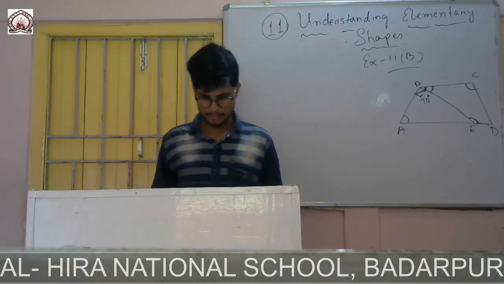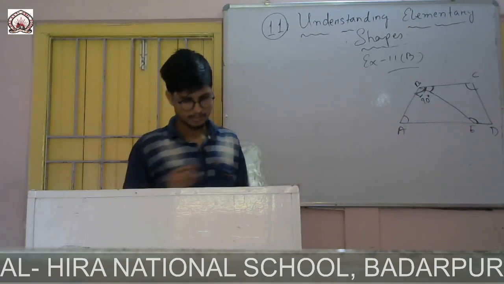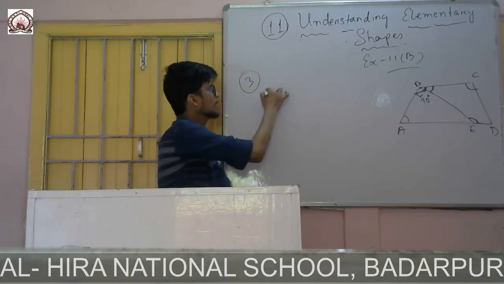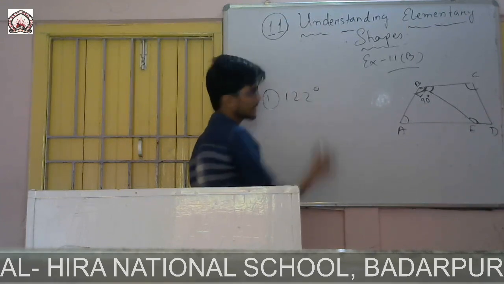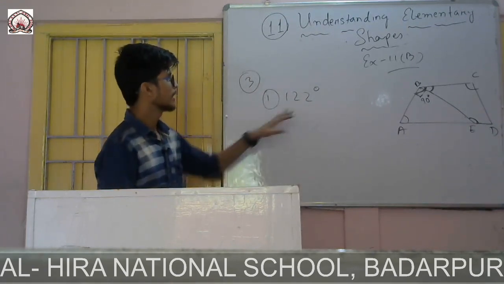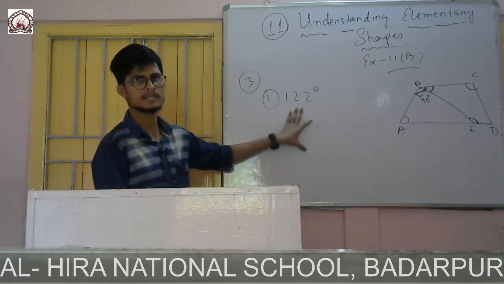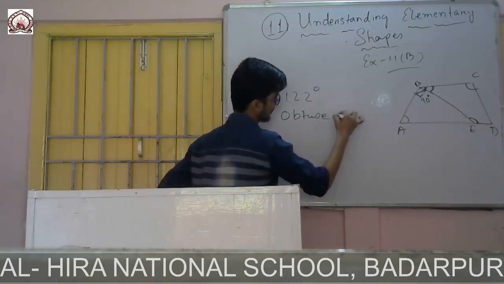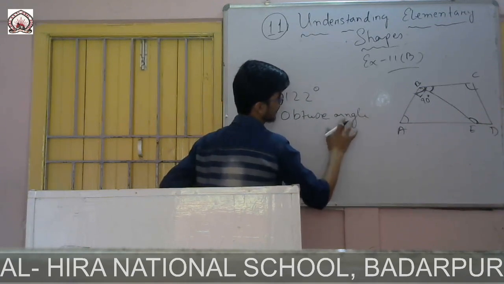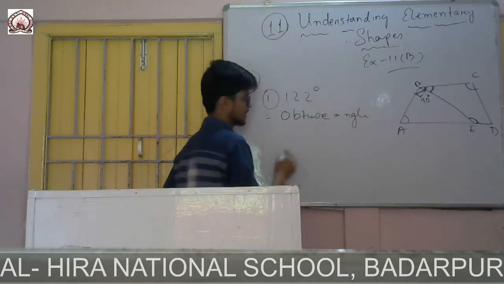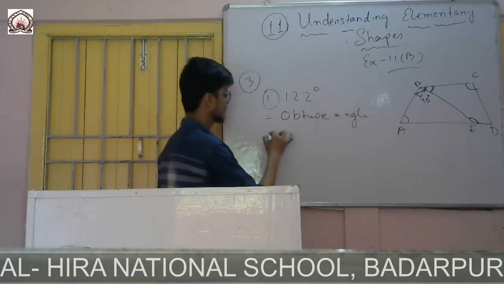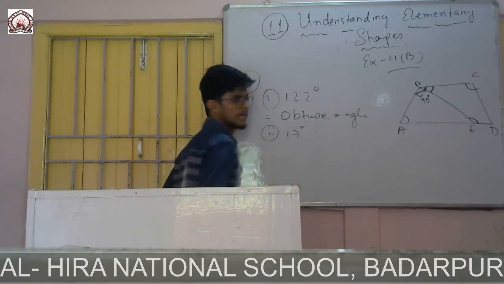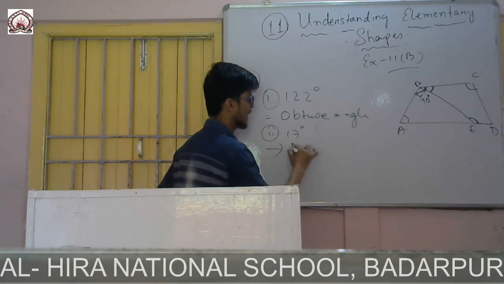Now question number 3, you have to classify the magnitudes as given below. Number 1 is 122 degree. That means it is more than 90 degree but less than 180 degree, so we will write it as an obtuse angle. The next one is 17 degree. It is more than 0 degree but less than 90 degree, so it will be an acute angle.